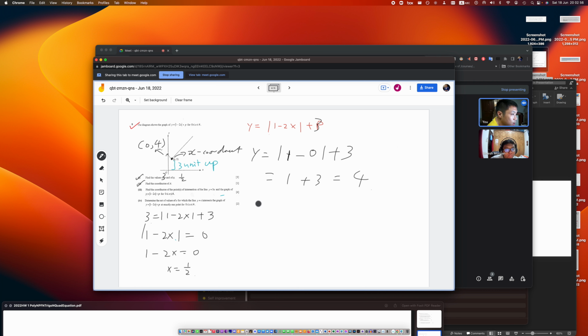Equate 3x to 1 minus 2x with a modulus plus 3. That's how you find the intersection point, right? Yeah. Then you get 3x equals... Okay, hold on. Right now, this one involves a few concepts.